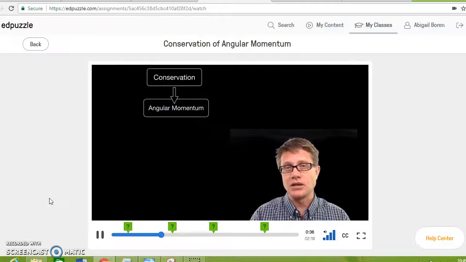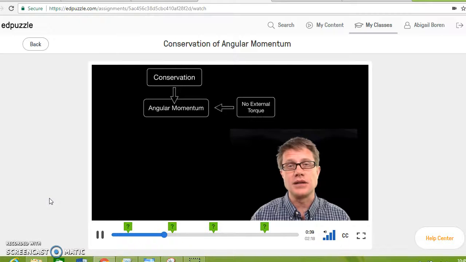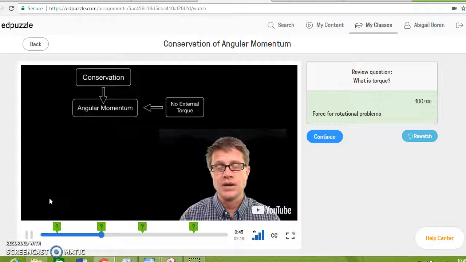So conservation of angular momentum will always be maintained as long as we have no net external torque acting on an object or acting on the system itself. Remember that torque is just force when we are using rotational type problems. So that was my audio over.